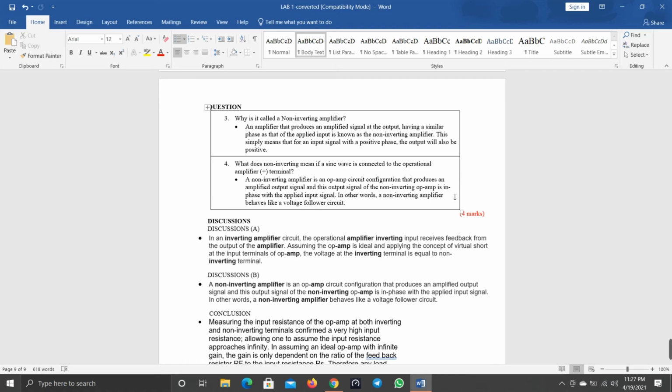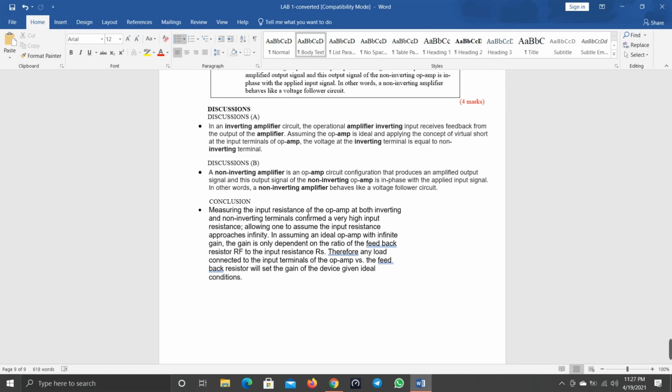For discussion part A, in an inverting amplifier circuit, the operational amplifier inverting input receives feedback from the output of the amplifier. Assume the op-amp is ideal and apply the concept of virtual short at the input terminals of the op-amp. The voltage at the inverting terminal is equal to the non-inverting terminal.